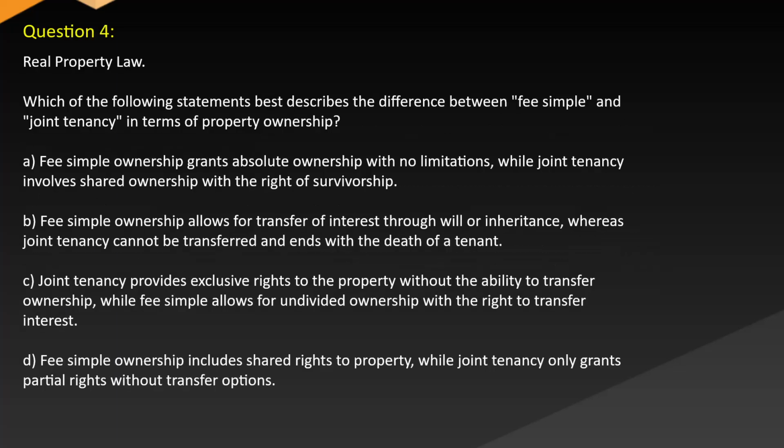Question 4. Real property law. Which of the following statements best describes the difference between a fee simple and a joint tenancy in terms of property ownership? A. Fee simple ownership grants absolute ownership with no limitations, while joint tenancy involves shared ownership with the right of survivorship. B. Fee simple ownership allows for transfer of interest through will or inheritance, whereas joint tenancy cannot be transferred and ends with the death of a tenant.